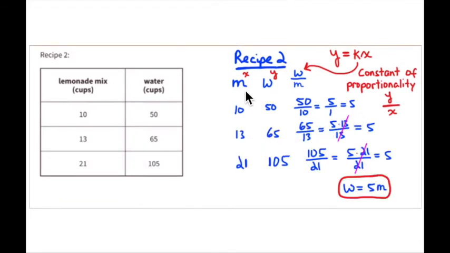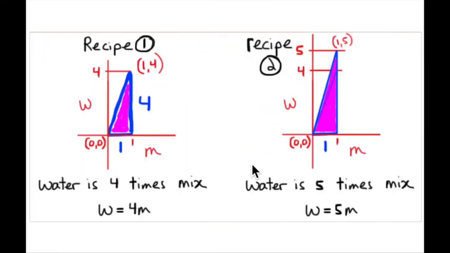So for every amount of mix that you use, you're going to use 5 times that amount of water. That's why these all come out to equal 5. So the amount of water that you use is 5 times the amount of mix that you use. If you compare both slope triangles, this is the slope triangle for recipe 2. For 1 cup of mix you're going to use 5 cups of water. So you're going to go out 1 cup and then up 5 cups.